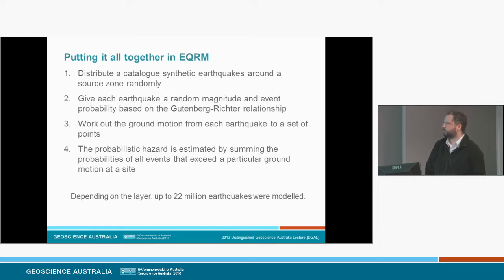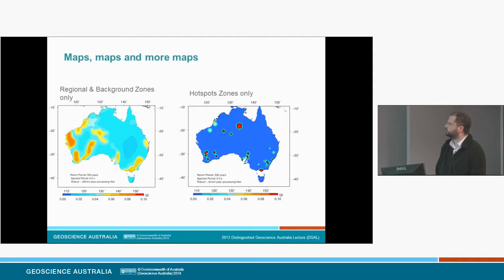We calculate the ground motion to a set of points using one of those models. I've explained how we did that. And then we actually work out the probabilistic hazard. It's basically worked out by summing the probability of all events that exceed a particular ground motion at a site. The synthetic catalogue is typically around 22 million or more earthquakes. So this is a fairly computationally intensive task.